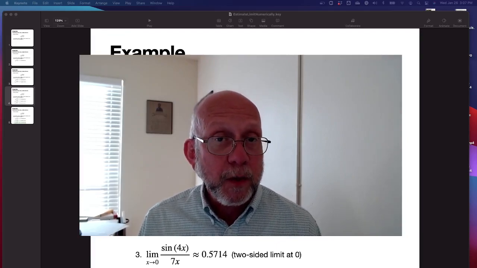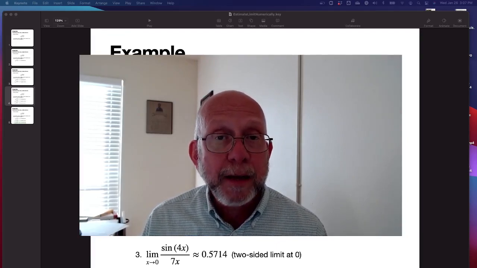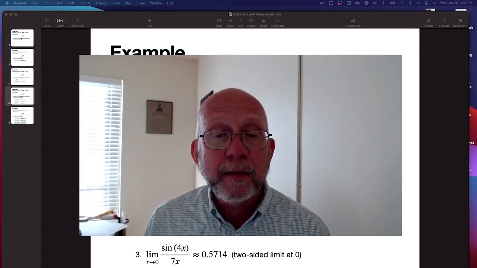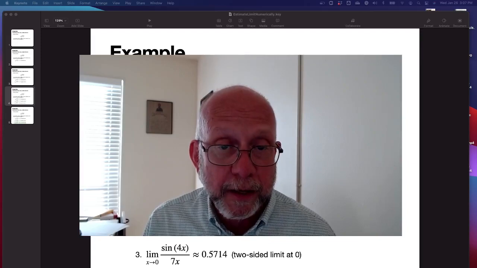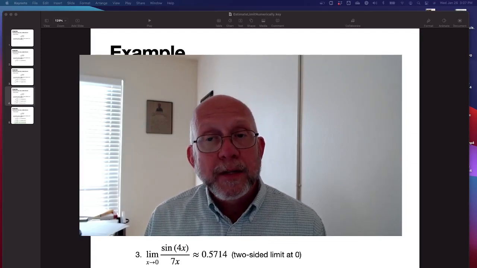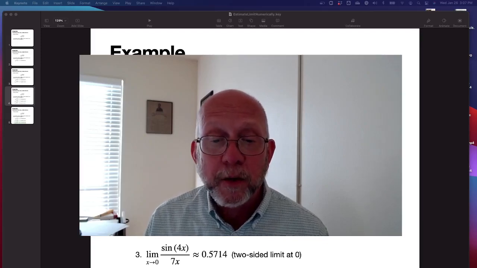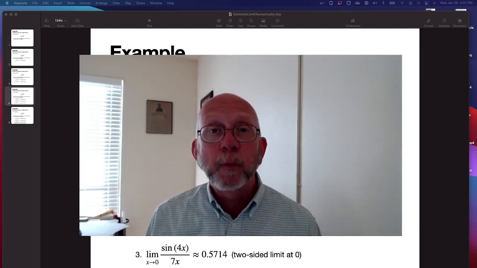So Desmos and its ability to make these tables of function values is very helpful for estimating the values of limits numerically, like we're doing here. And as I mentioned before, you're free to use Desmos on your homework assignment, so I highly encourage you to do so. I hope this has been helpful.